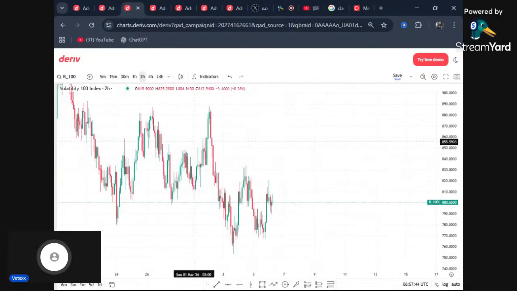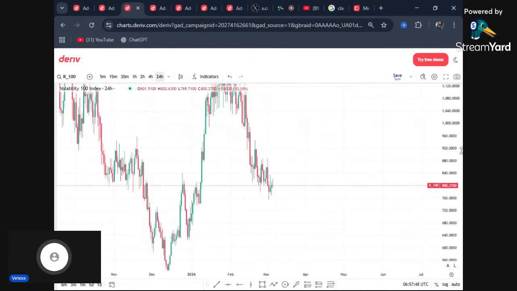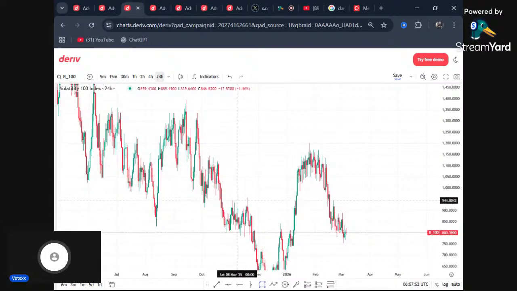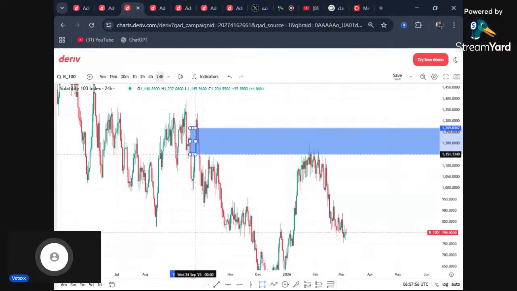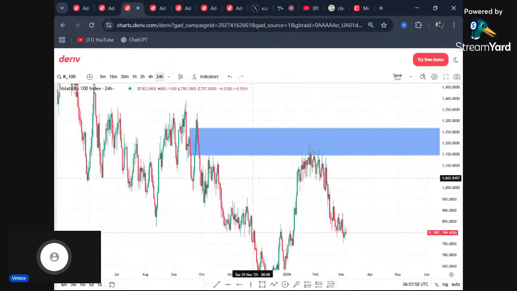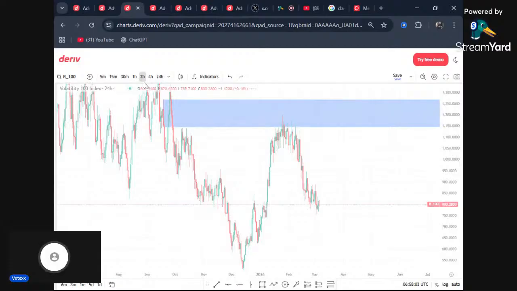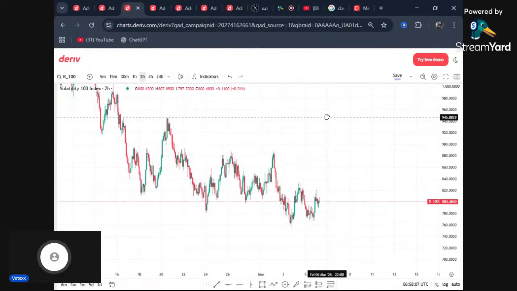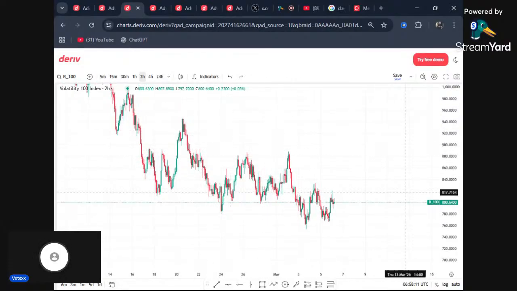So V100 is bearish on the 24-hour time frame. Price is coming from a zone around here. Price tapped into the 24-hour time frame zone, and it has been selling since then. So now let's go to the 2-hour time frame. We'll find the continuation. You see any continuation on the 2-hour time frame? All right, on the 2-hour time frame, we don't really see any continuation currently.